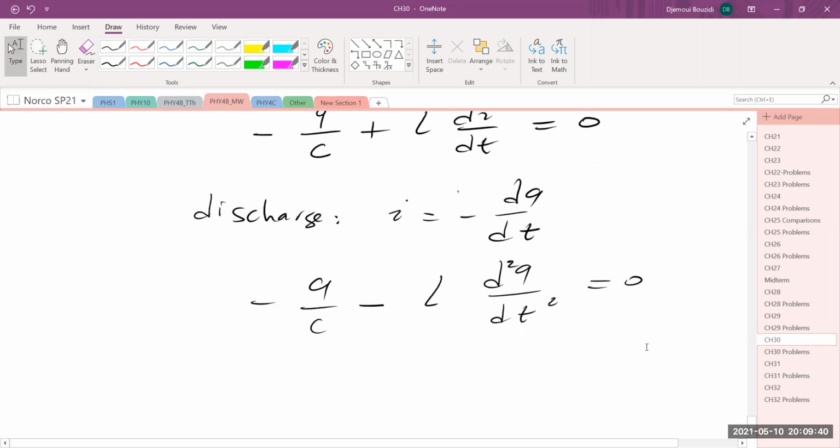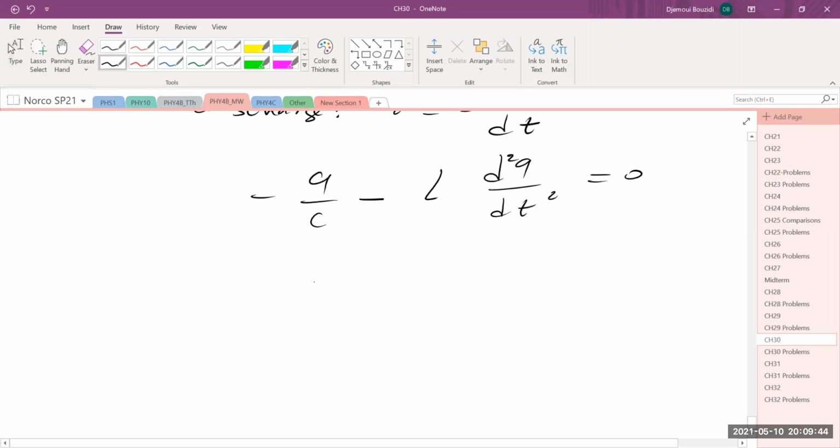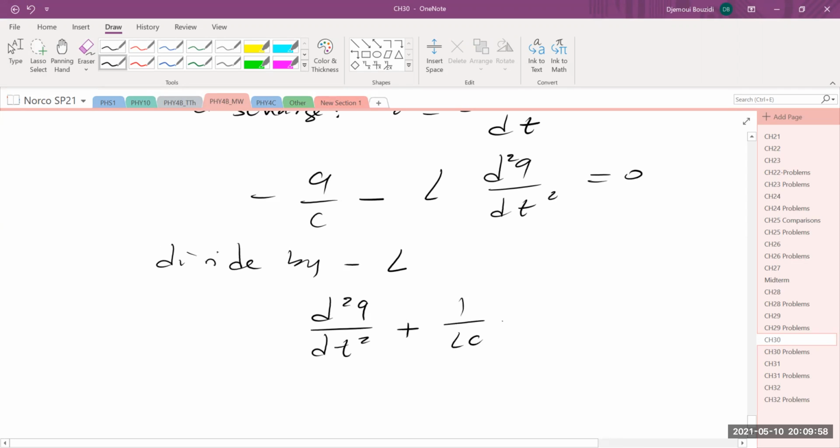Obviously, I multiply everything by negative and divide by negative L. So this expression looks like this: the second derivative of q with respect to time plus 1 over LC times q is equal to 0.